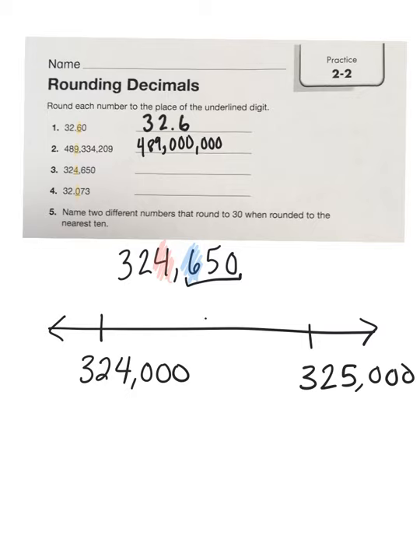And it's important to know what my midpoint, the exact middle in between 324,000 and 325,000, is: 324,500. So that's why this digit here is important. If it's 5 or more, we go up a floor because it's closer to 325,000. So for this one, we round up.